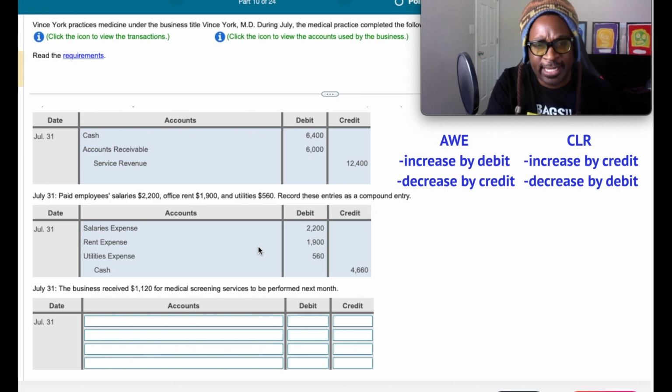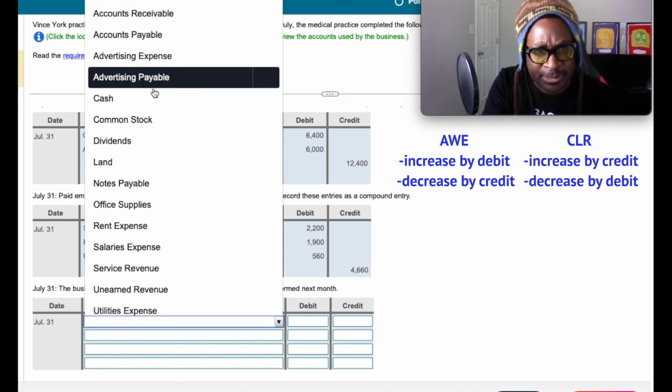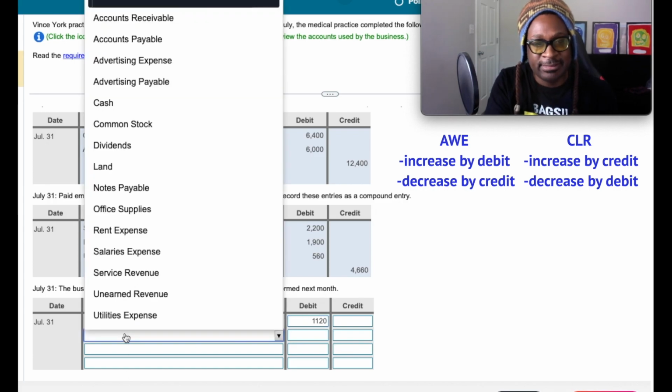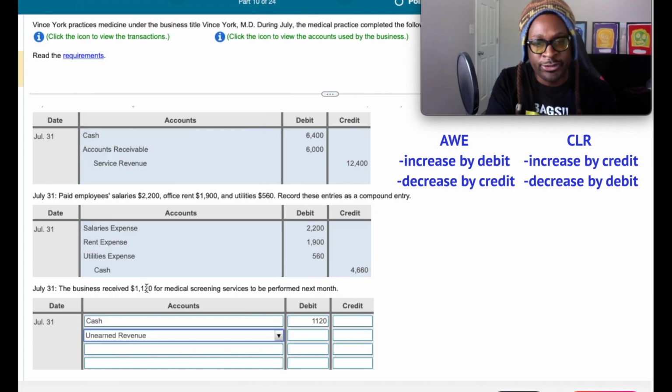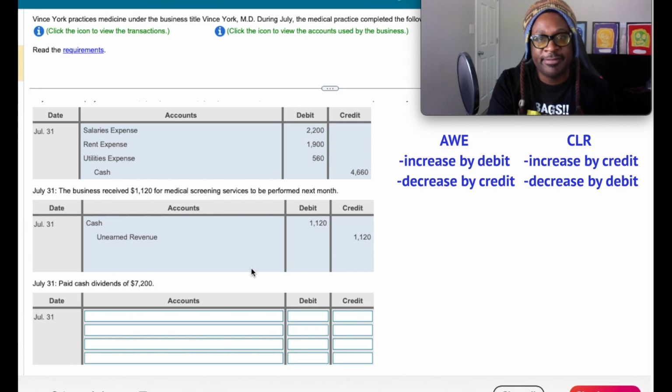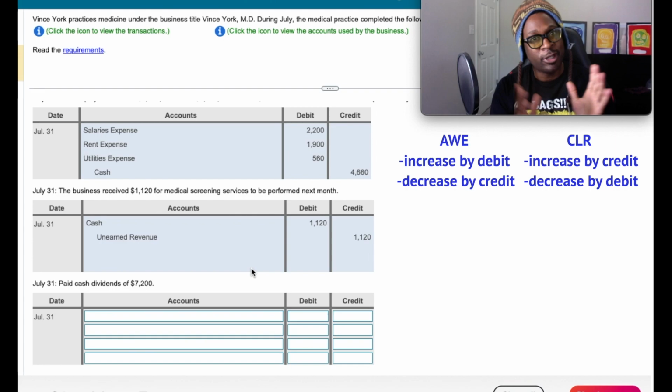We're going to increase cash, meaning we're going to debit cash because we just received it for the amount of $1,120, but we're also going to increase a particular liability by credit because it's in the clear game, called unearned revenue. And so that's going to be for the same amount. So we're going to check that answer. Money all day, gang. Paid cash dividends of $7,200. Easy breezy. Paid dividends.